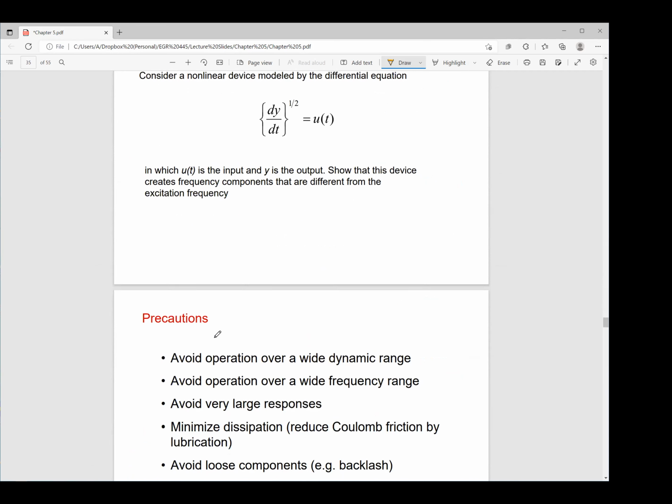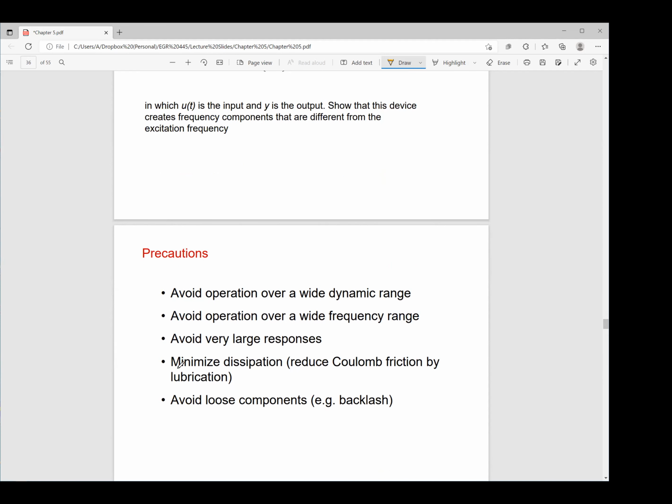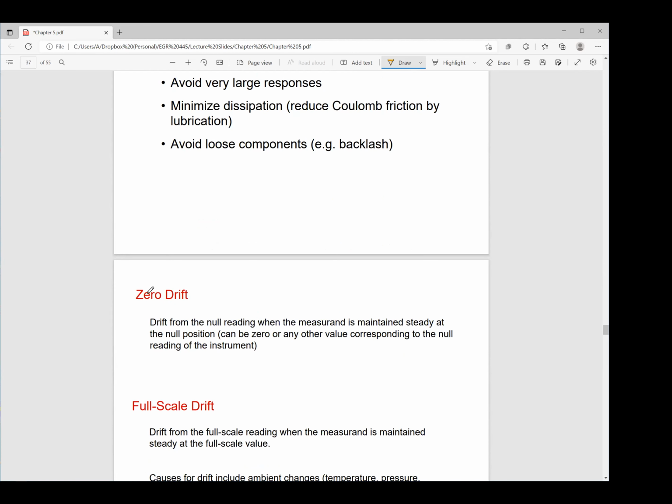And then what we have to do is, whenever we are trying to design the system, when we are trying to understand the system, we have to make sure that if the system is nonlinear, the operating range is linear. We avoid large responses, avoid loose components.